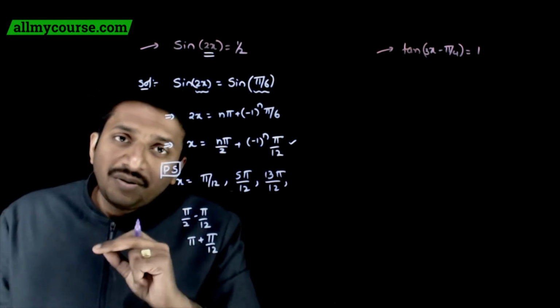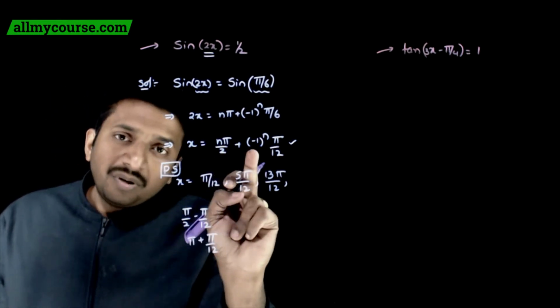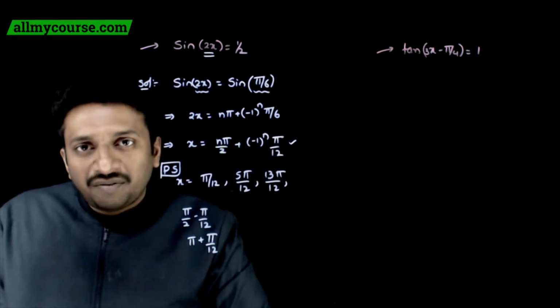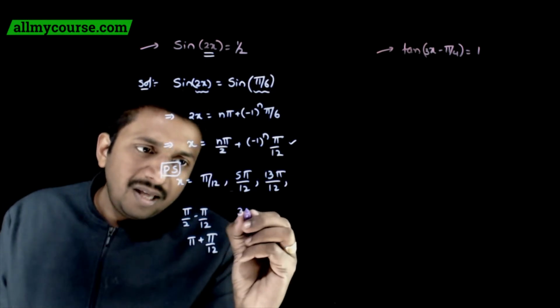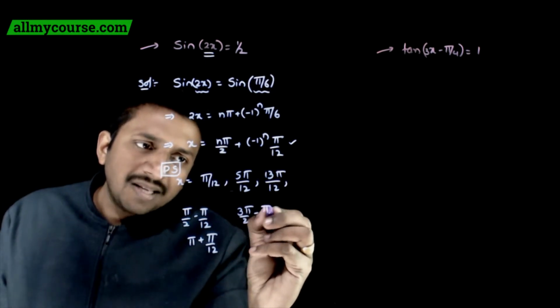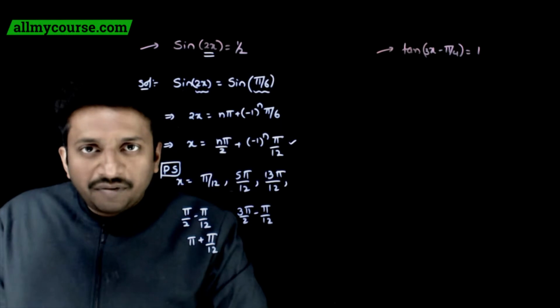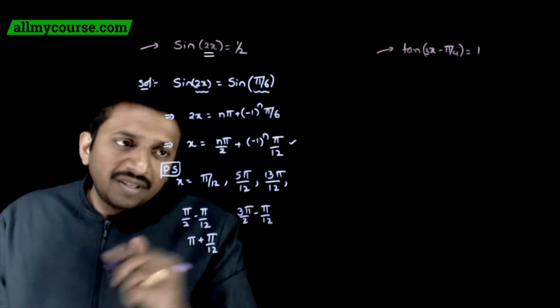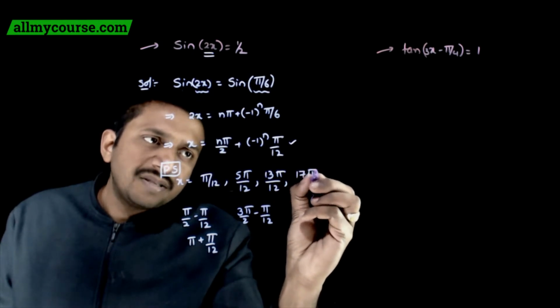Next, if you put n equal to 3, 3 pi by 2 plus (minus 1) whole cubed is minus 1. So 3 pi by 2 minus pi by 12. If you multiply this with 6, 18 pi by 12 minus pi by 12 is 17 pi by 12.